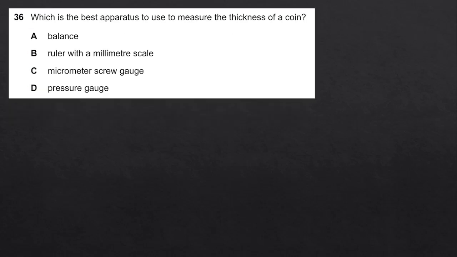Let's look at question 36. Which is the best apparatus to use to measure the thickness of a coin? So to measure the thickness of a coin, we can use a micrometer screw gauge.